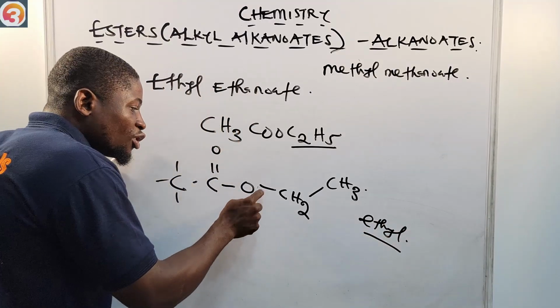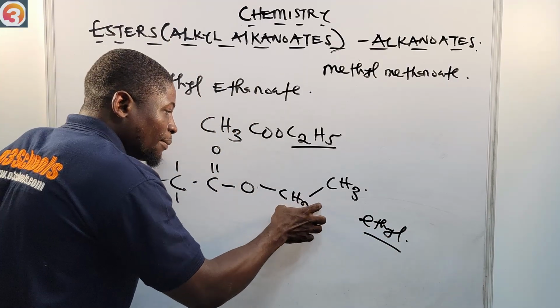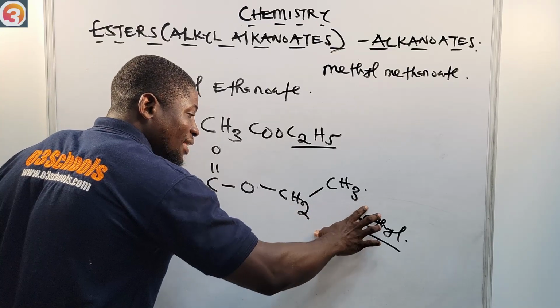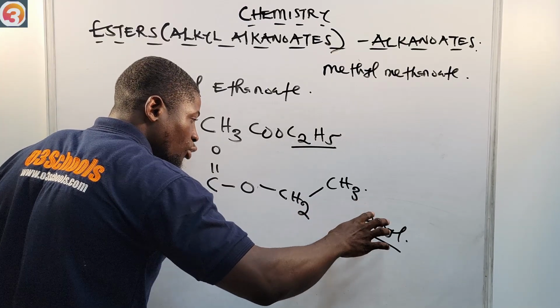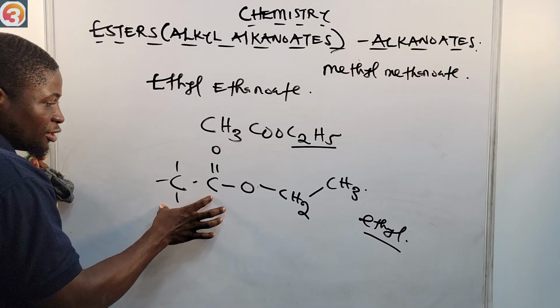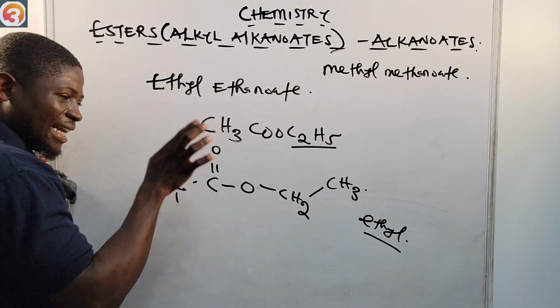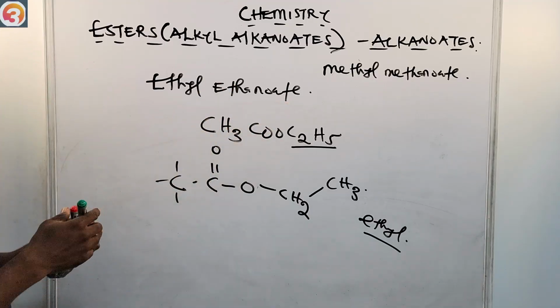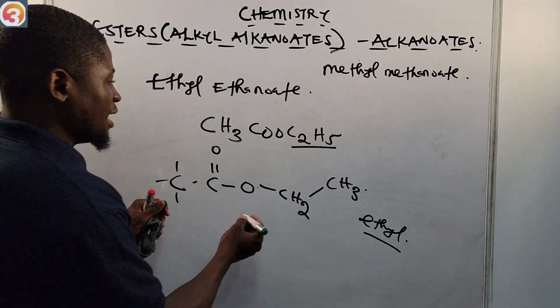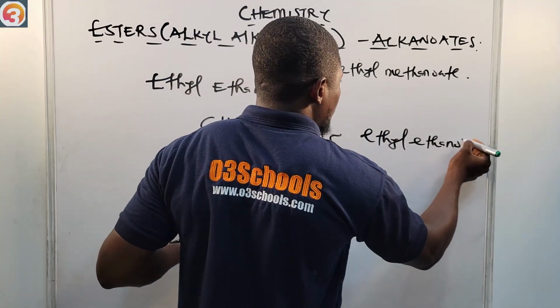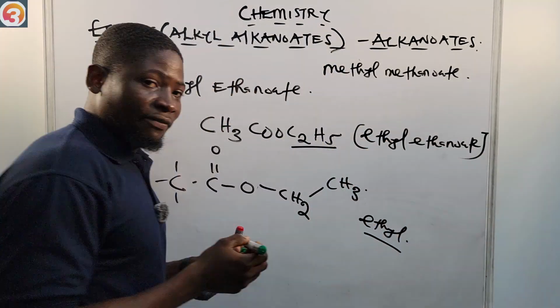Now we take our name first. We watch this oxygen that is bonded to this carbon that is part of the continuous chain. So on this side we start naming first. We take the alkyl group that is here, which is our ethyl. Then how many carbon atoms are here? 2, which is ethane. So ethyl, then you put the -oate, which is the way to name esters. So this one is now called ethyl ethanoate. I hope it's getting very, very clear.